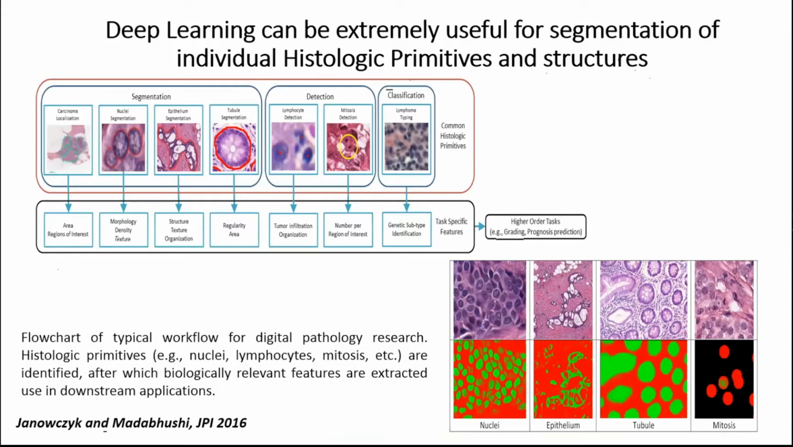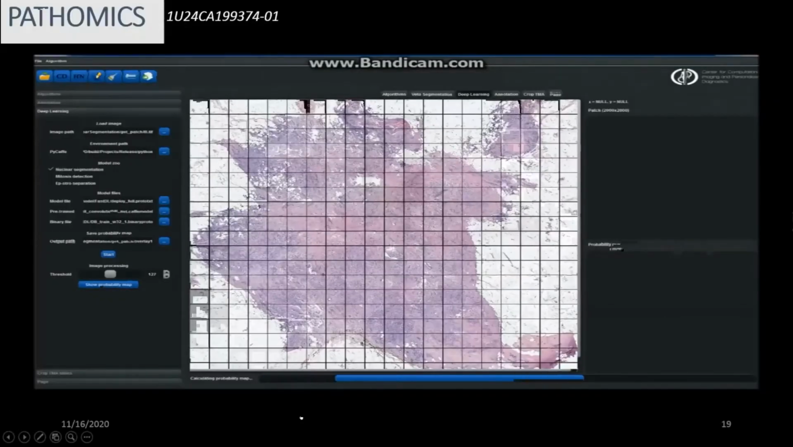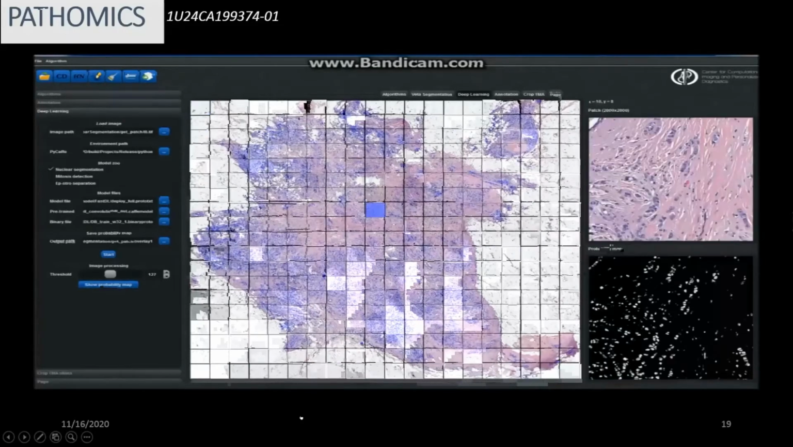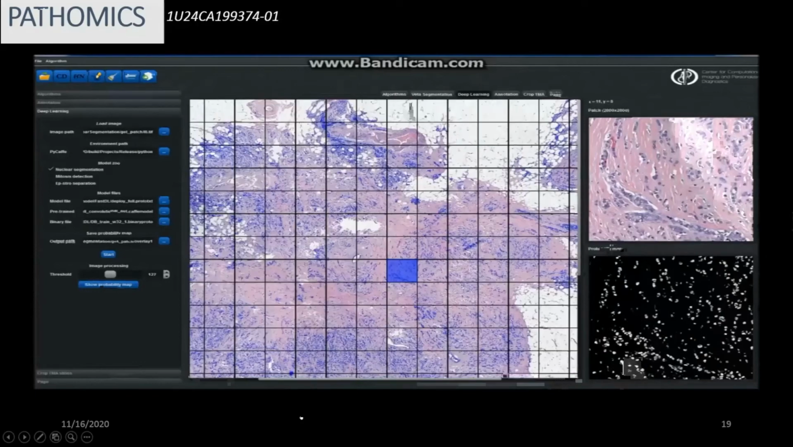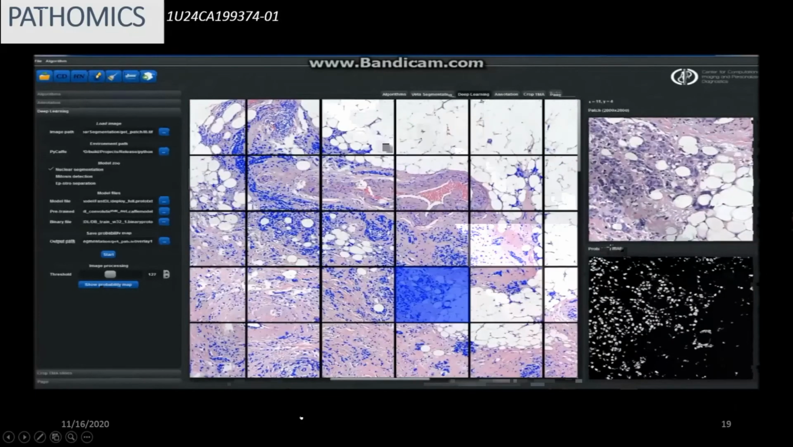So for instance, we showed a couple of years ago that you could train these networks to identify a series of different kinds of primitives. You could identify mitotic figures, cells, lymphocytes. You could segment out different tissue compartments, stroma from epithelium. We've now shown that these networks can be very, very powerful, running on very, very large images to segment hundreds of thousands of immune cells, lymphocytes, cancer cells, in pretty much close to real-time efficiency.